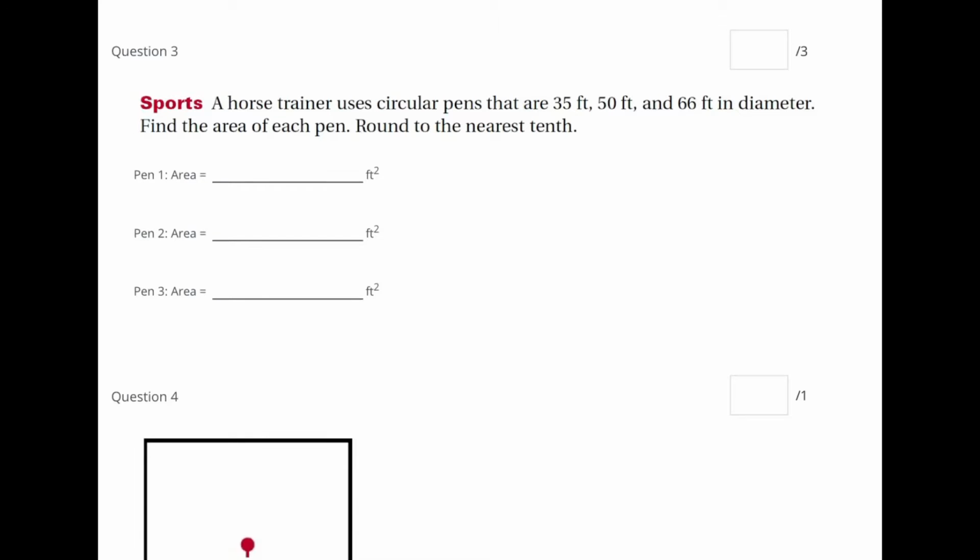So the area of a circle is pi r squared. They give us the diameters of 3 different pens, circular pens, not like the pen you would write with, but a pen you would keep a horse in. So we can find the radius by taking half of these. So 17.5 squared times pi, 25 squared times pi, and 33 squared times pi.